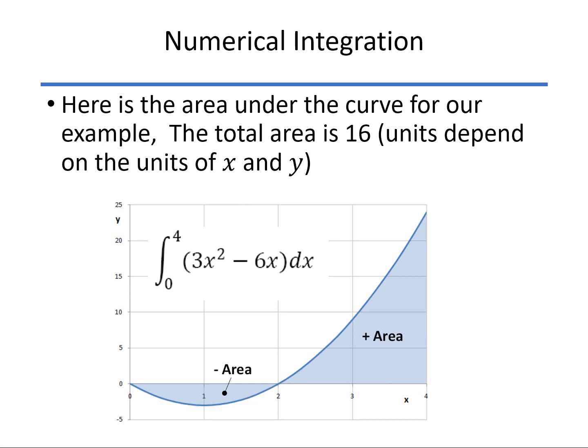What we're trying to find, the integral, is just the area under the curve. In this case, because the curve does go below 0, there is a region of negative area and a region of positive area. When we add those together, the total area comes up to be 16 units, or whatever units are based on x and y in this case.